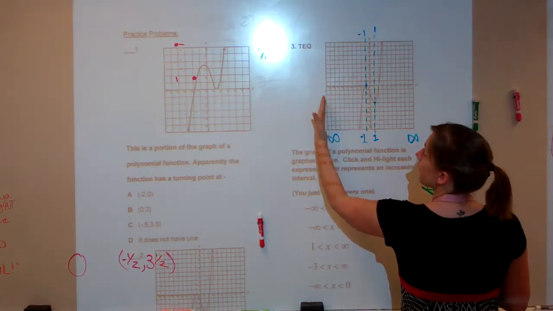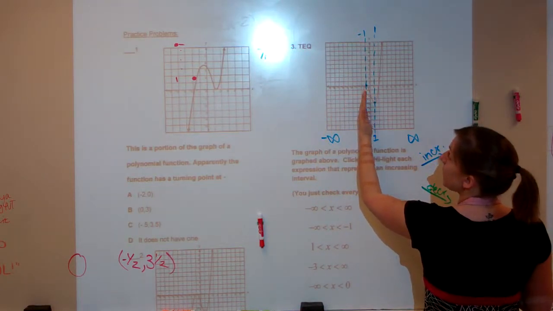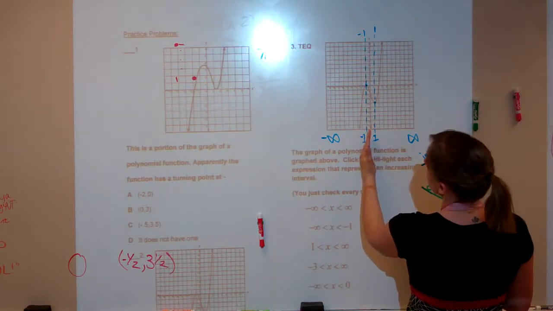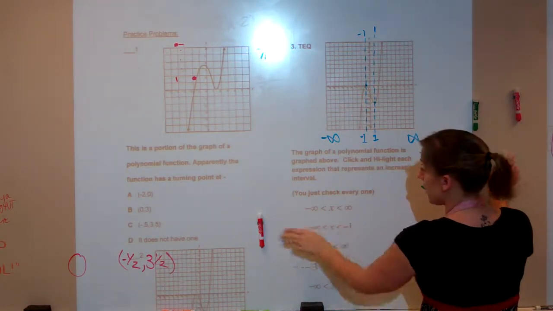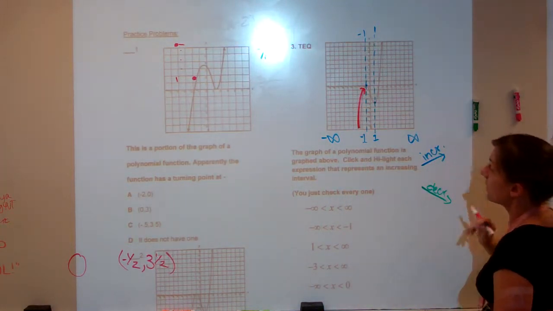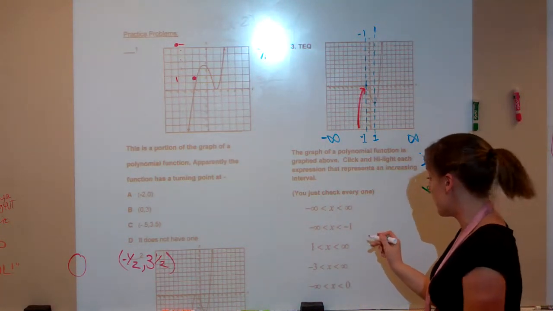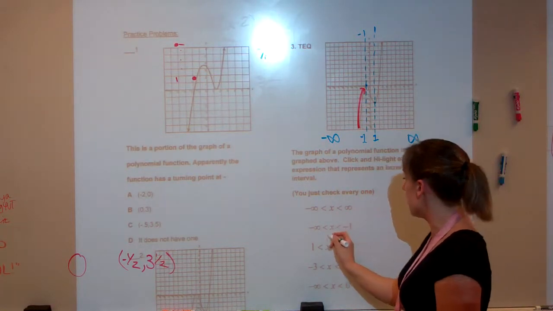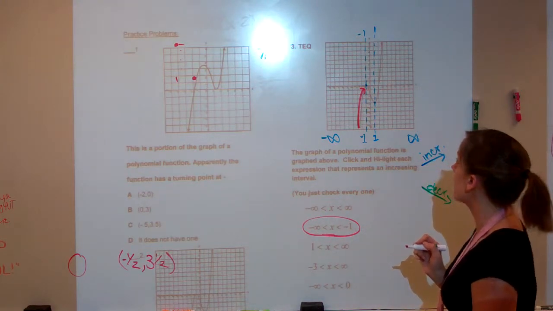All right, so when you look from here, -infinity, until the first break, the end of the first interval, this is actually going up. It's actually rising, it's increasing. So this is one of our intervals: from -infinity, and it stops going up at -1, so -infinity to -1.